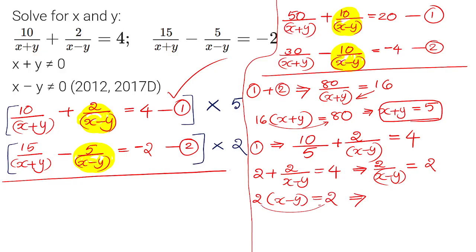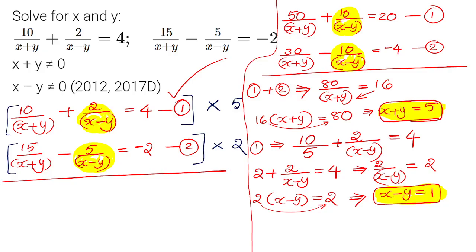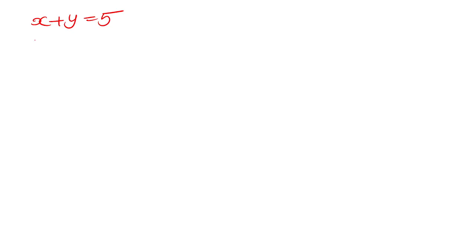2 taken to the other side, x minus y equal to 1. We got two equations. One is x plus y equal to 5 and the other one is x minus y equal to 1. Let me write it. One is x plus y equal to 5 and the other one is x minus y equal to 1.